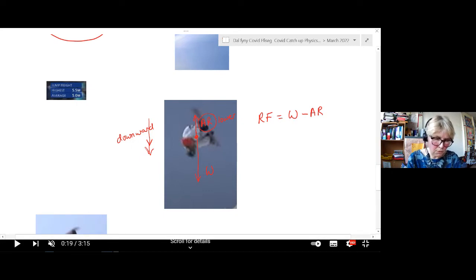So now the resultant force is the weight take away the air resistance, and the resultant force is equal to mass times acceleration. So the resultant force is acting downwards because the weight will always be bigger than the air resistance in this case. And then what we have is, because it's going downwards, it will accelerate, and it will accelerate in a down direction.